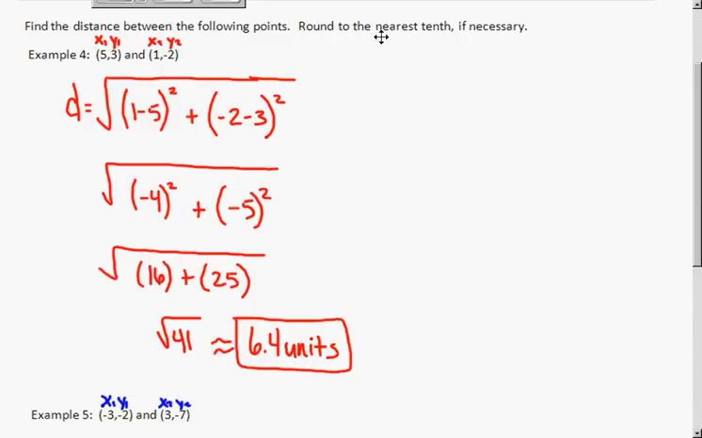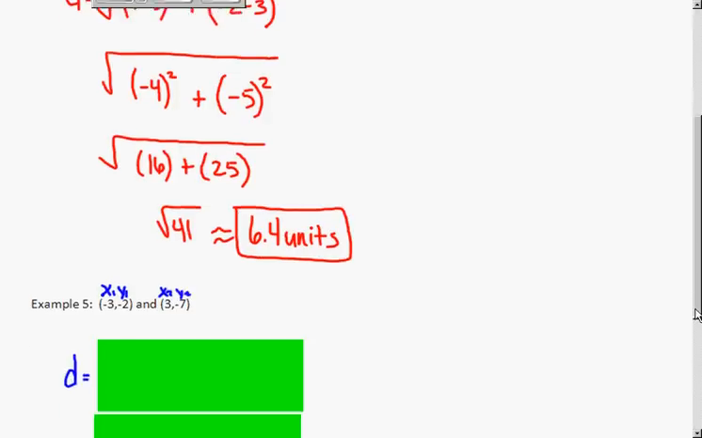Forgot up here, but in the directions we need to round to the nearest tenth. So if you find the square root of 41, you would come up with 6.4 units. That would be the distance of that line segment.